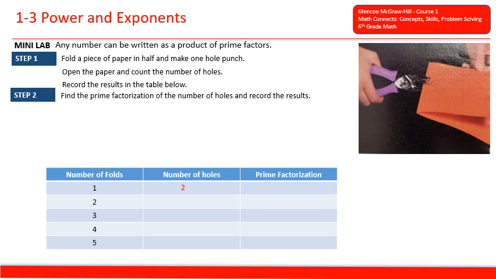Step 2, find the prime factorization of the number of holes and record the results. So if there are 2 holes, your prime factorization is 2.